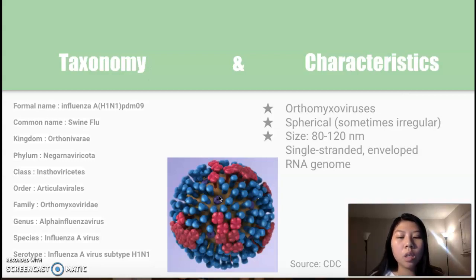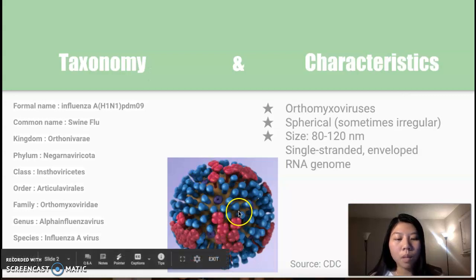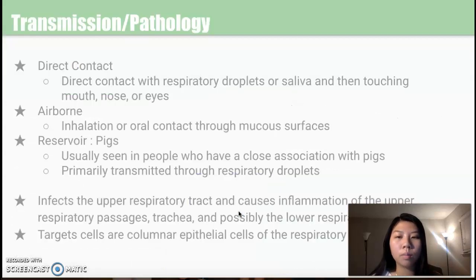What distinguishes this strain of Influenza A from the other strains is the surface proteins. These would be the hemagglutinin and the neuraminidase. And the other strains of the Influenza A virus are the H1N2 and the H3N2.